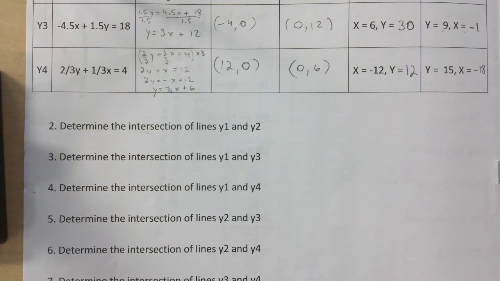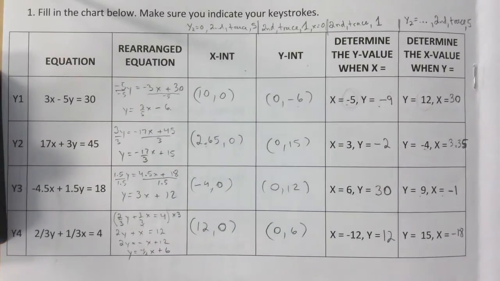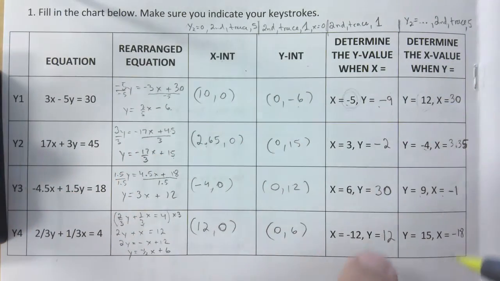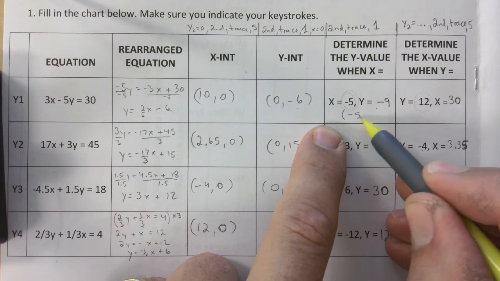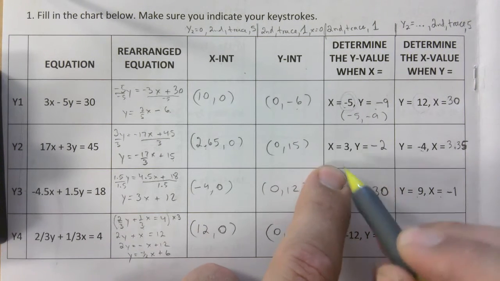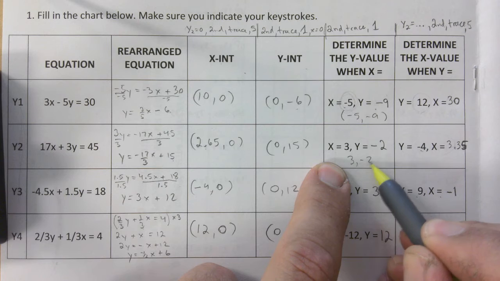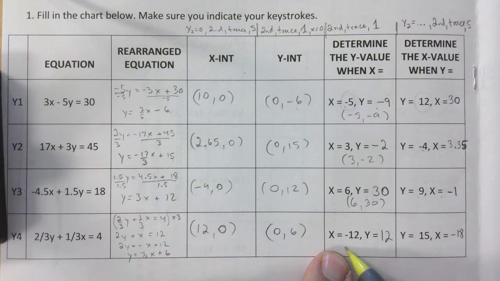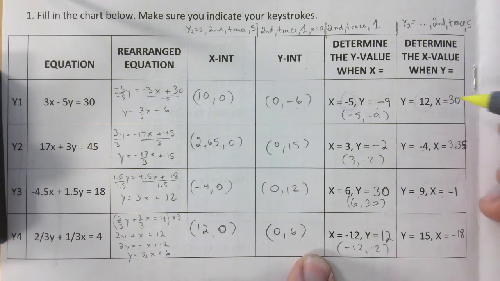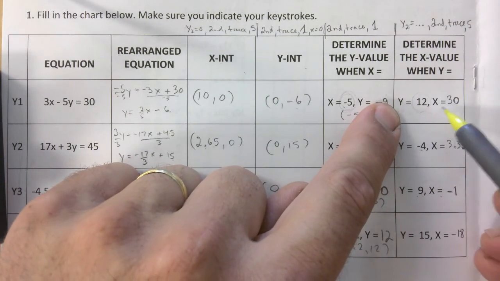But let's make sure we understand what we just did, okay? When you did these two columns here, you were actually finding points. You were finding a point on the line. So basically you were finding negative 5, negative 9. You were finding 3, negative 2. You were finding 6, 30. You're finding negative 12, 12. Okay? Over here, you got to be careful.